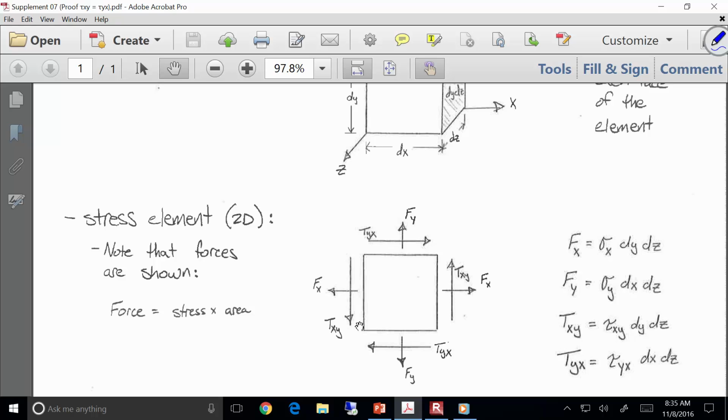Sound good? Now, what I'm going to do to prove this is sum moments, and particularly, I'm going to sum moments right there. Why am I summing moments right there? Because this component right here and this component right there are all going right through it, so I get no moment component from those normal forces at all. I'm looking at the shear components, so I should try to eliminate those as much as possible. All right. Sound good?